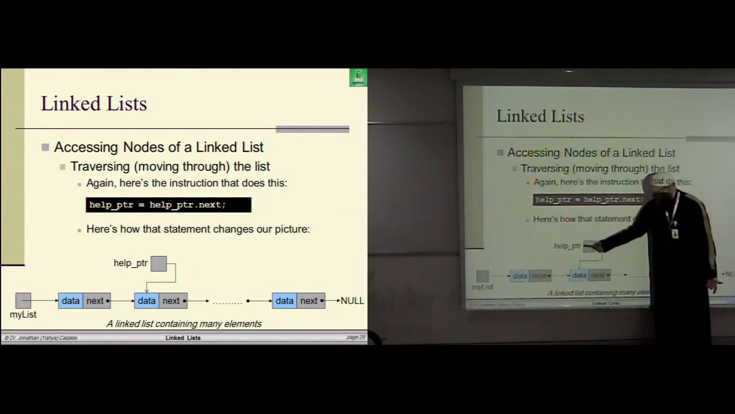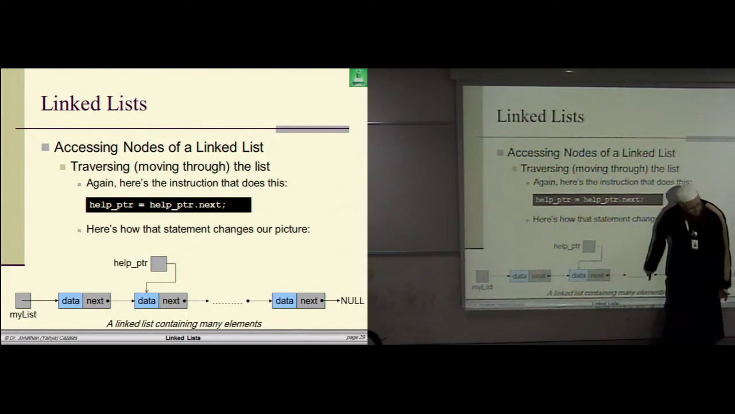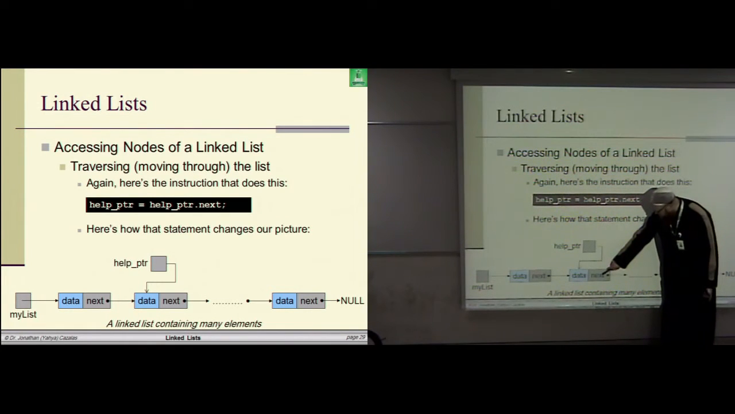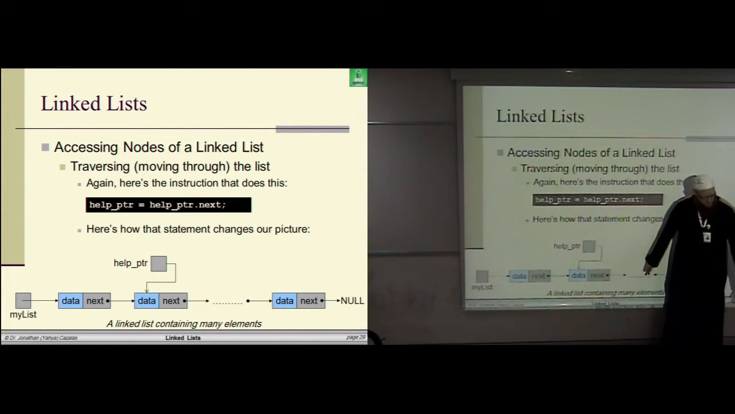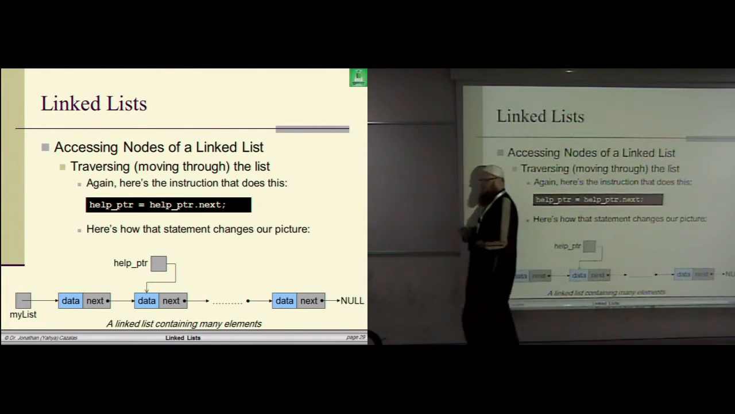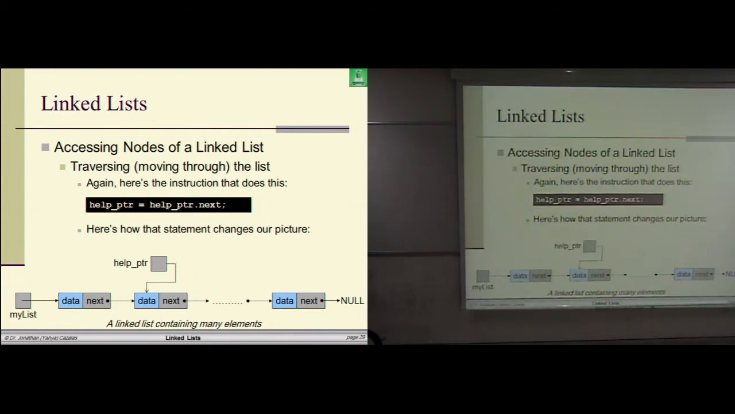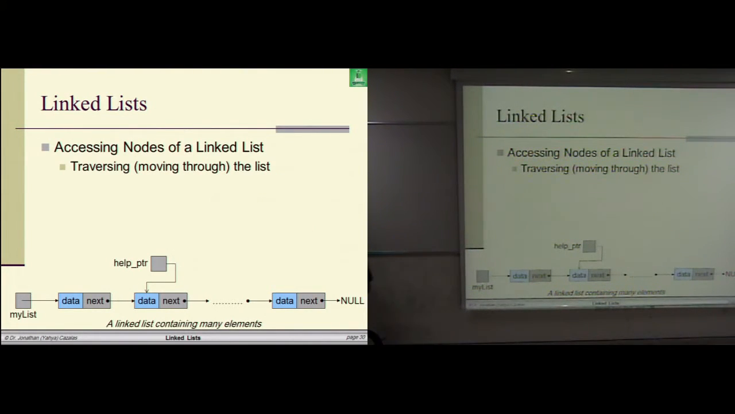Right now, if we did help pointer equal help pointer dot next, what would happen? Help pointer dot next is the unwan of the third node. If we take this unwan of the third node and we save it into help pointer, it will point to the third node. So we can do this line again and again and again to walk down our list. Who follows? Do we need a loop to... You will see. We're about to show you. Okay? So this is the idea.